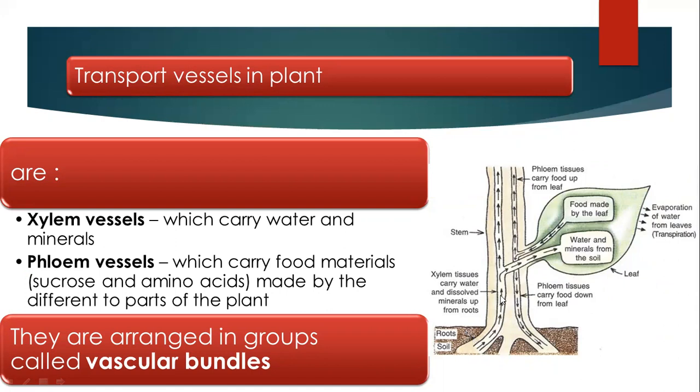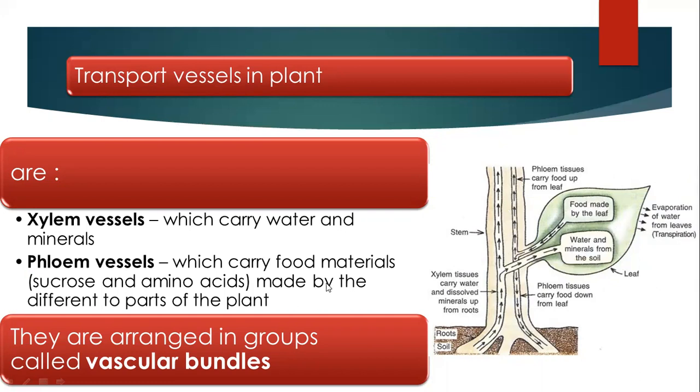The vessels that are transporting water and minerals from the root to the leaf are the xylem vessels. And the vessels which are transporting the product of this factory to different parts of the plant in different directions are phloem.